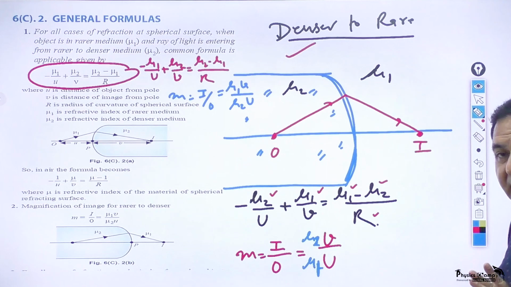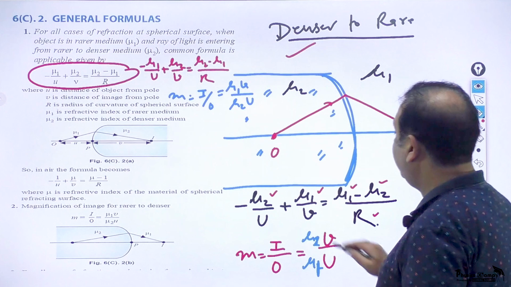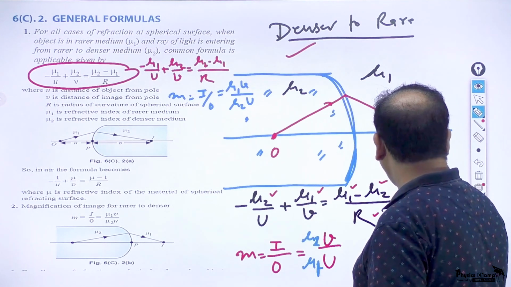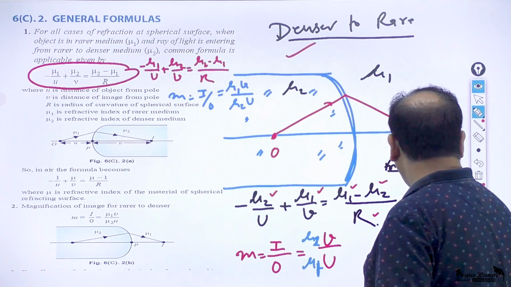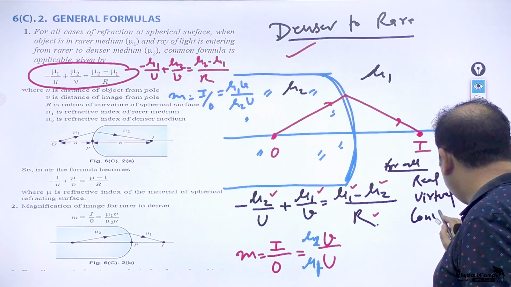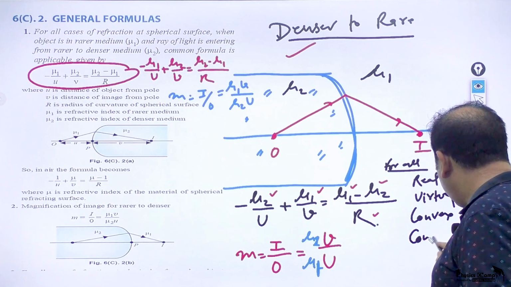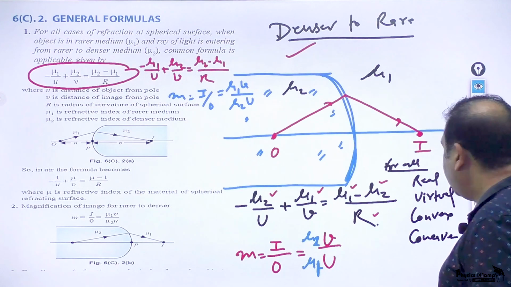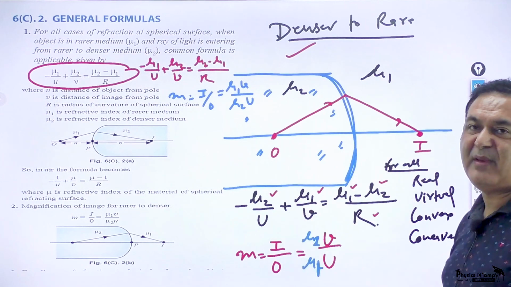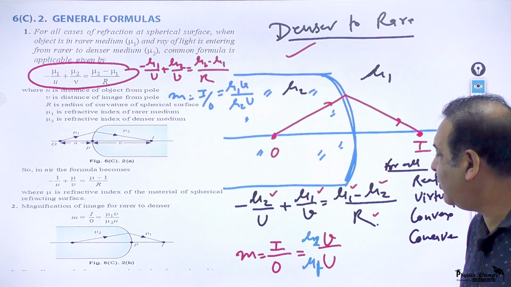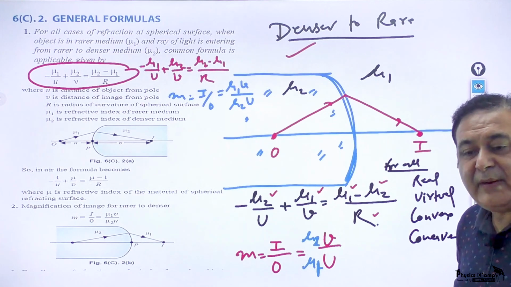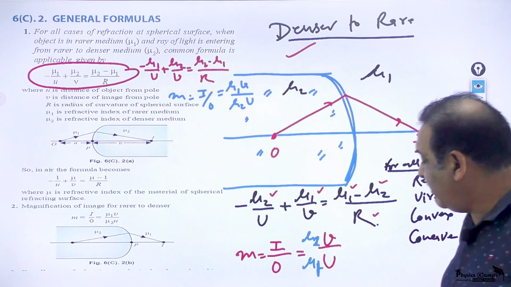And again, this case of denser to rarer is for all, for all meaning real image, virtual image, convex refracting surface, or a concave refracting surface. In all cases of denser to rarer, the formula will remain the same: minus mu2 by u plus mu1 by v is equal to mu1 minus mu2 by r. In fact, this is the importance of a formula.